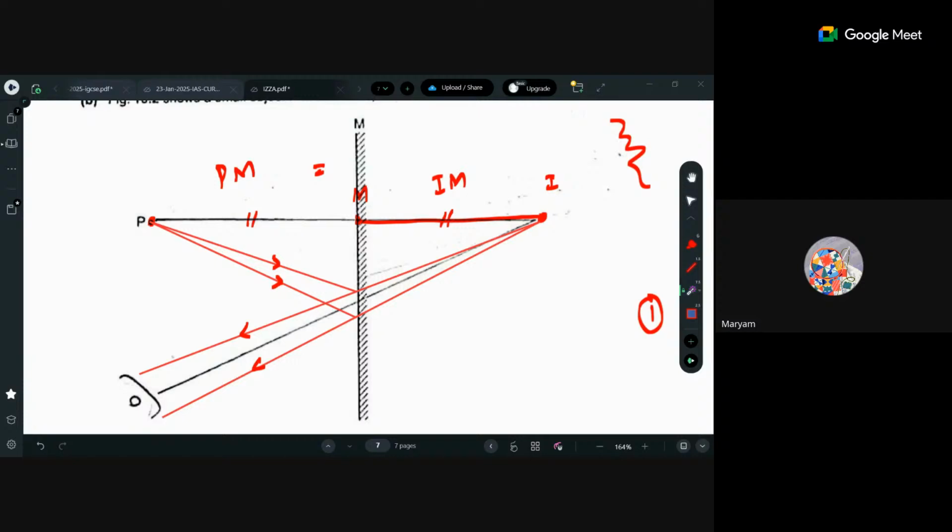I did that exactly. And these two rays must be properly drawn in such a way that the angle of incidence and angle of reflection for each ray should be equal. Got it? Okay, sir. And the arrows should be drawn properly.